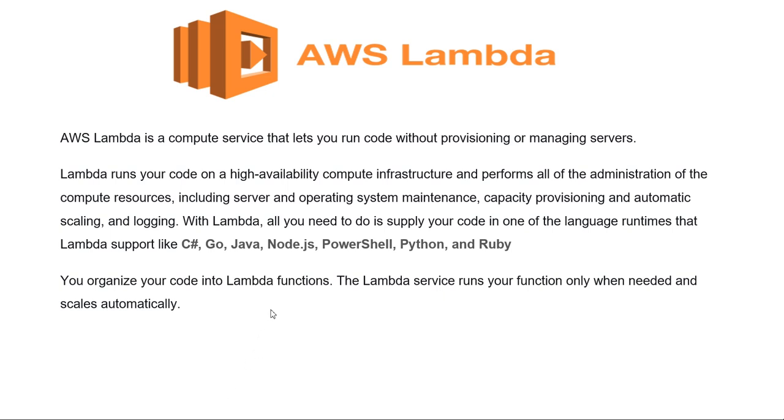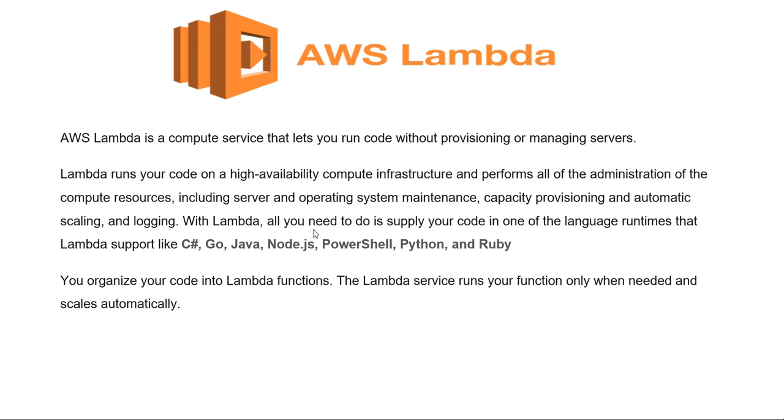By definition, AWS Lambda is a compute service that lets you run code without provisioning or managing servers. We will understand this point in detail. Lambda runs your code on a high availability compute infrastructure and performs all the administration of the compute resources, including servers and operating systems, maintenance, capacity provisioning, and automatic scaling and logging.